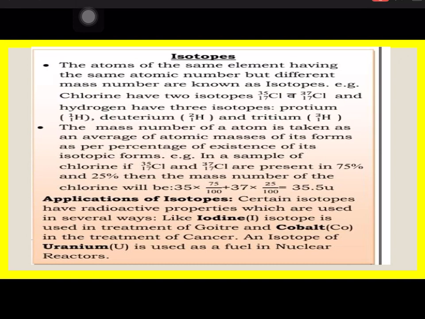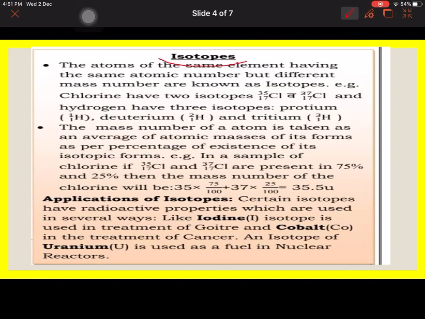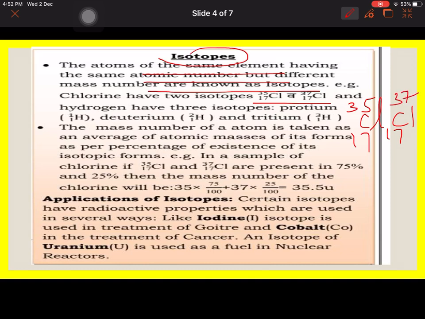Next is isotopes. It is just opposite of isobars. The atoms of same element having the same atomic number but different mass number are known as isotopes. Here the atomic number is same but the mass number is different. In case of isobars, the atomic number was different, mass number was same. We can take the example of two chlorines. Both are having the atomic number 17, but one is Cl35 and another is Cl37. So one is having 35 atomic mass and another is having 37.